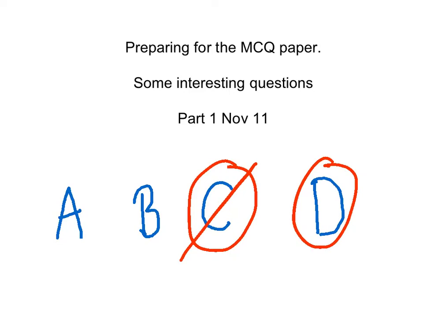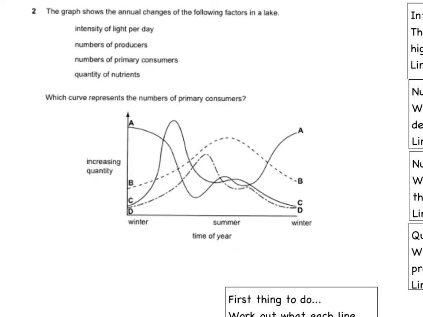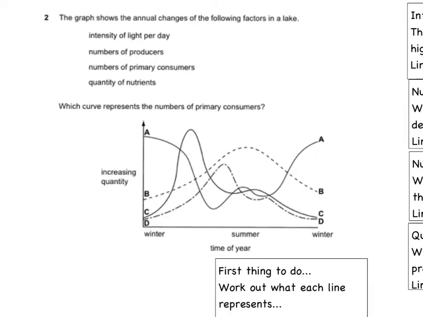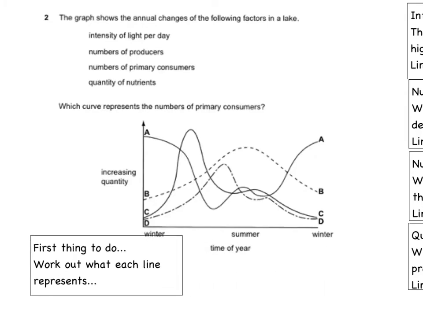Preparing for the multiple choice paper, some interesting questions taken from the November 2011 paper, part 1. This question is asking you to identify various things on a graph, and there are a few exam technique points to take into consideration. So the graph is asking you to identify 4 factors. So the first thing to do is to work out what each line represents.